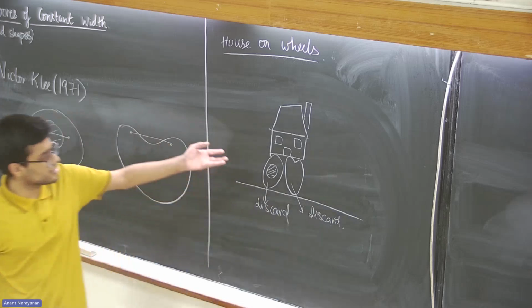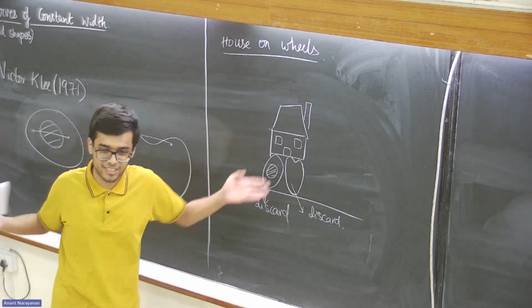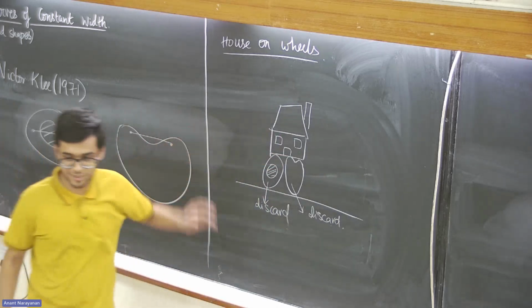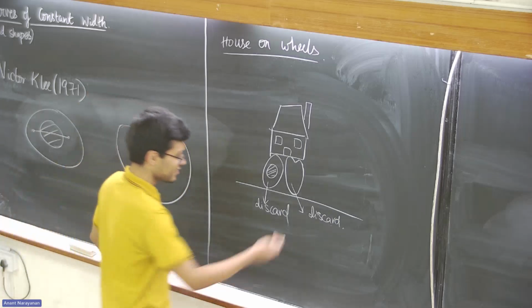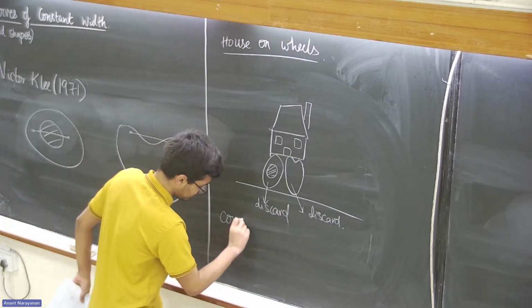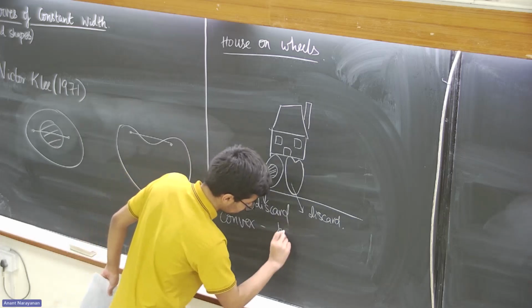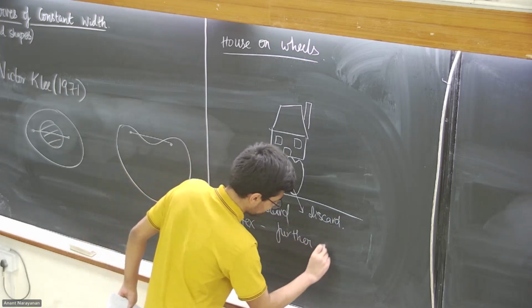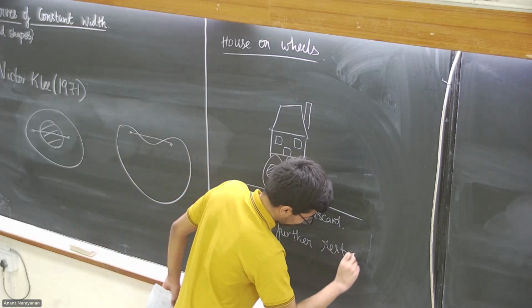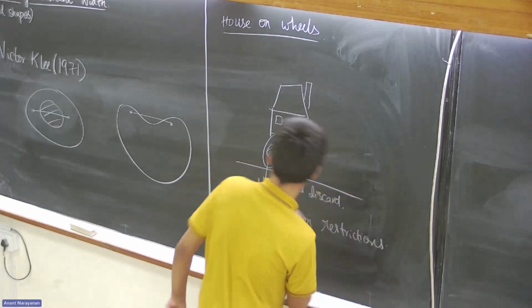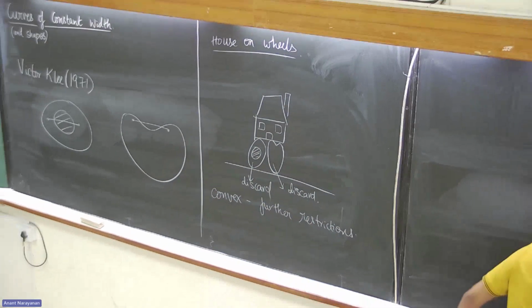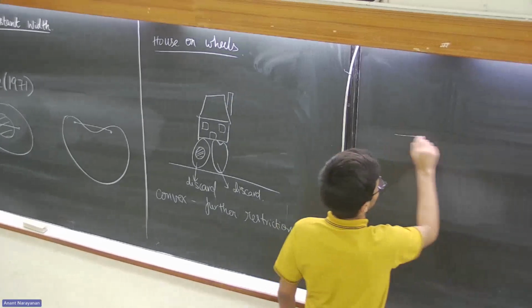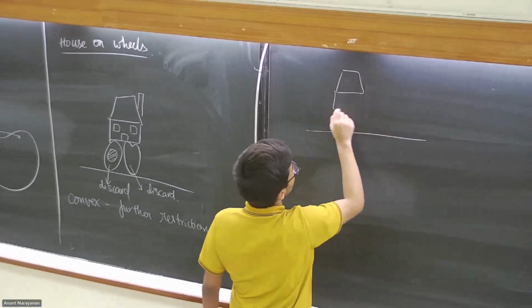Now we also consider the fact that there are some sensitive items inside this house. Maybe there's a two-year-old inside, so you don't want the house to go up and down a lot. So you want something convex, but you want further restrictions. Now, what are these further restrictions?